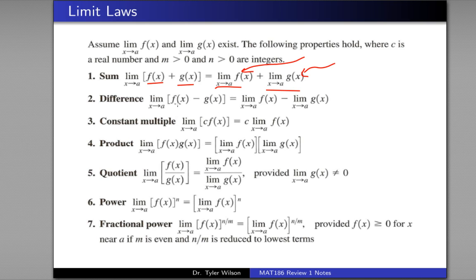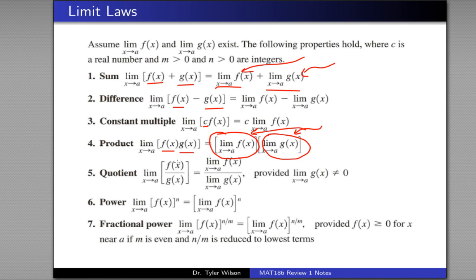Same for differences. If you take f of x minus g of x, you can split them up as long as these two limits exist. If you have a constant multiple, you can always pull it outside of the limit and concentrate on the limit of f of x instead. If you have a product, f of x times g of x, rather than take the limit of the product, you can take the limits individually and then multiply them together, provided these two limits exist. If these two limits don't exist, then you can't do this split. Same with dividing.